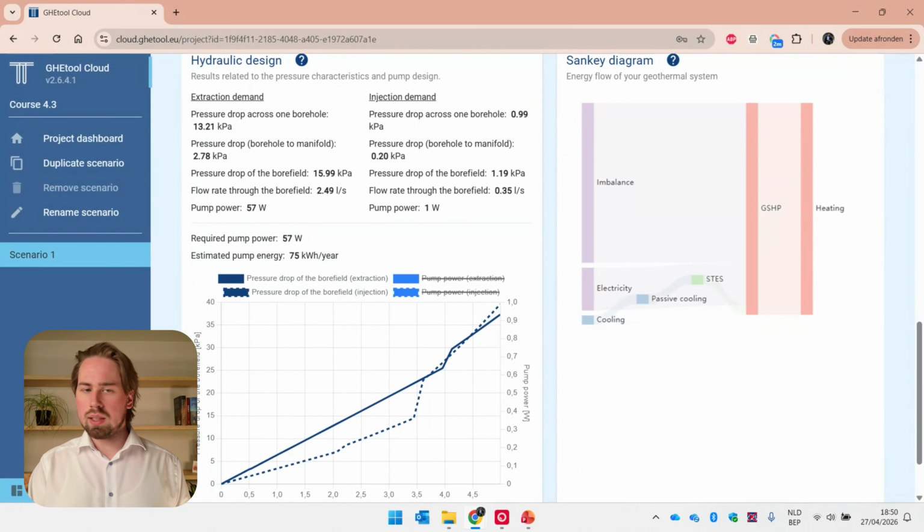Now, if we look at the pressure drop, we see here we have a pressure drop across one borehole of 13 kPa, and the horizontal part is only less than 3. So in total, we have 16 kPa needing just short of 60 watts electrical power to make sure that this system works. And we have an estimated pump energy consumption of 75 kilowatt hours per year of electricity.